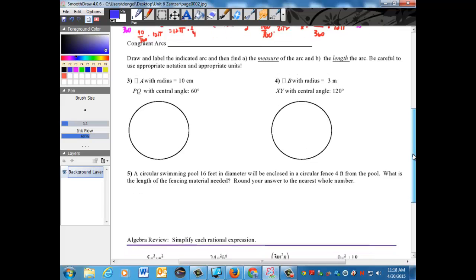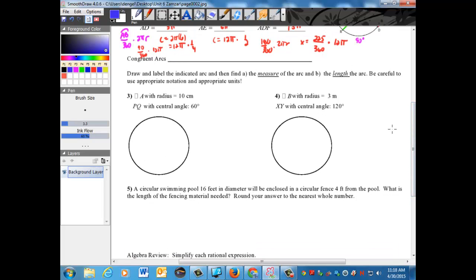All right, let's move down below. They want us to find the measure and the length of each arc. We have a term here that says the congruent arcs. For right now, they have the same measure and length.